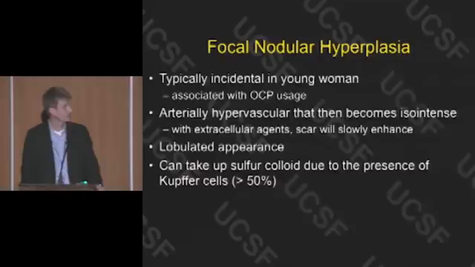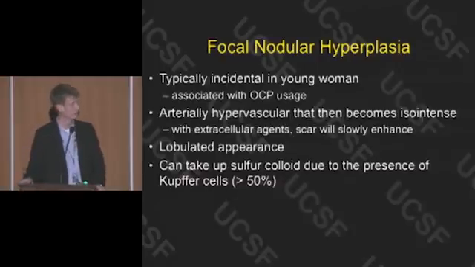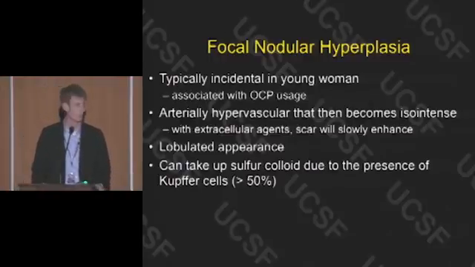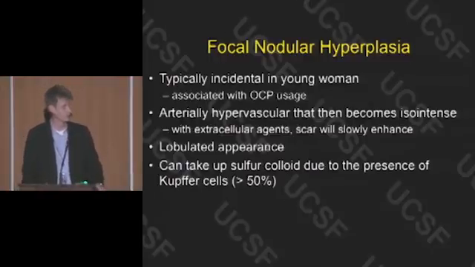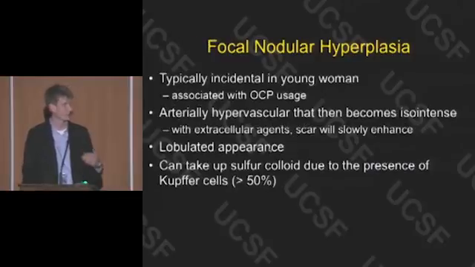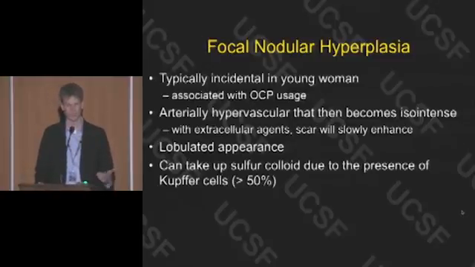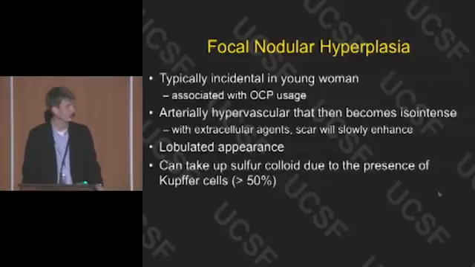Okay, let's get down to the more interesting subjects of focal nodular hyperplasia. Okay, so FNH, we know the patient population typically is young women who are taking oral contraceptives. There's a classic appearance. They're arterially hypervascular. They become isointense in portal venous phase. They have a lobulated appearance, and then they have this scar with septa that go throughout it. And then historically, you might use sulfur colloid to image it because FNHs contain functional hepatocytes that are going to take up the sulfur colloid, and that's a little different now.